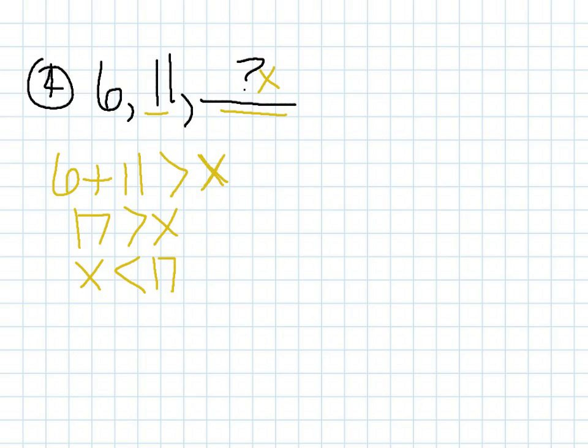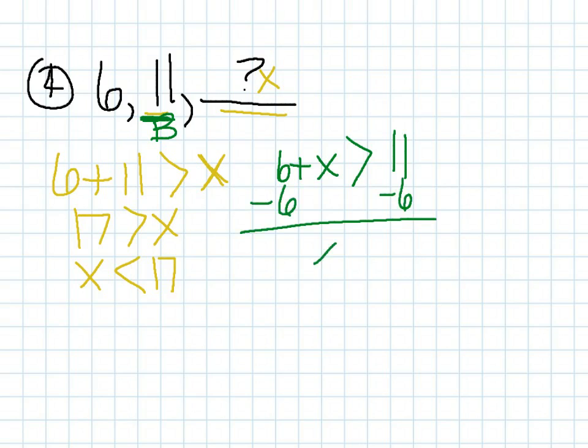Now the second option is, what if 11 is the biggest side? So if 11 is the biggest side, then you would set up the equation as 6 plus x, because x would be the smaller side. 6 plus x is greater than 11, because again we're saying 11 is the big guy this time. So now if I solve for x, I would subtract 6, and I would get x is greater than 5. So what this is telling me is that I possibly can have values that are less than 17 but greater than 5.